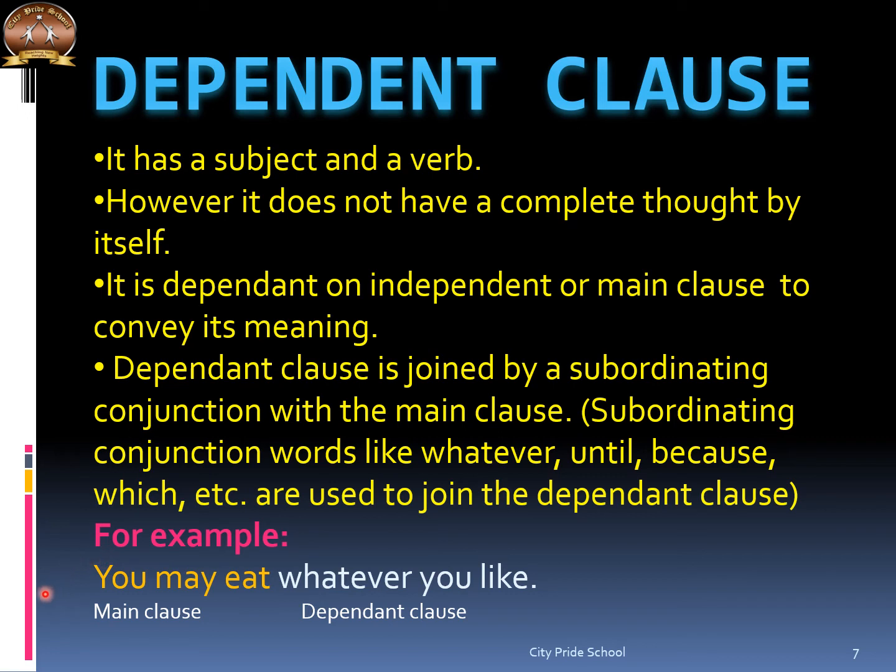Now, this is a good example for us to understand the difference between main clause and dependent clause. You may eat whatever you like. You is a subject and eat is a finite verb. So, if I halt here, you may eat, it can stand alone, conveying a complete meaning. So, this is a main clause or independent clause. Whatever you like, whatever is a subordinating conjunction, and whatever you like becomes a dependent clause or subordinate clause.